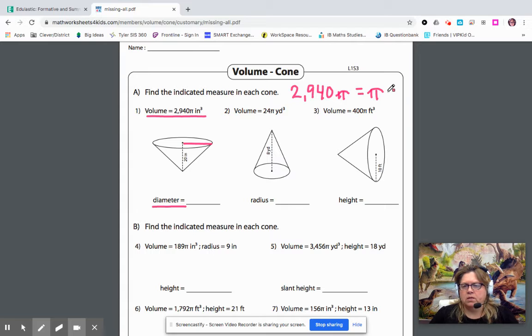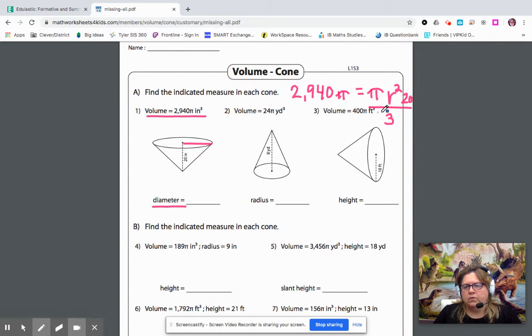So in here, I'm just going to put radius squared, times the height. And our height in this case is 20. And then this whole thing, remember, we have to divide by 3. All right, so let's go through the process here and let's see if we can get this solved.